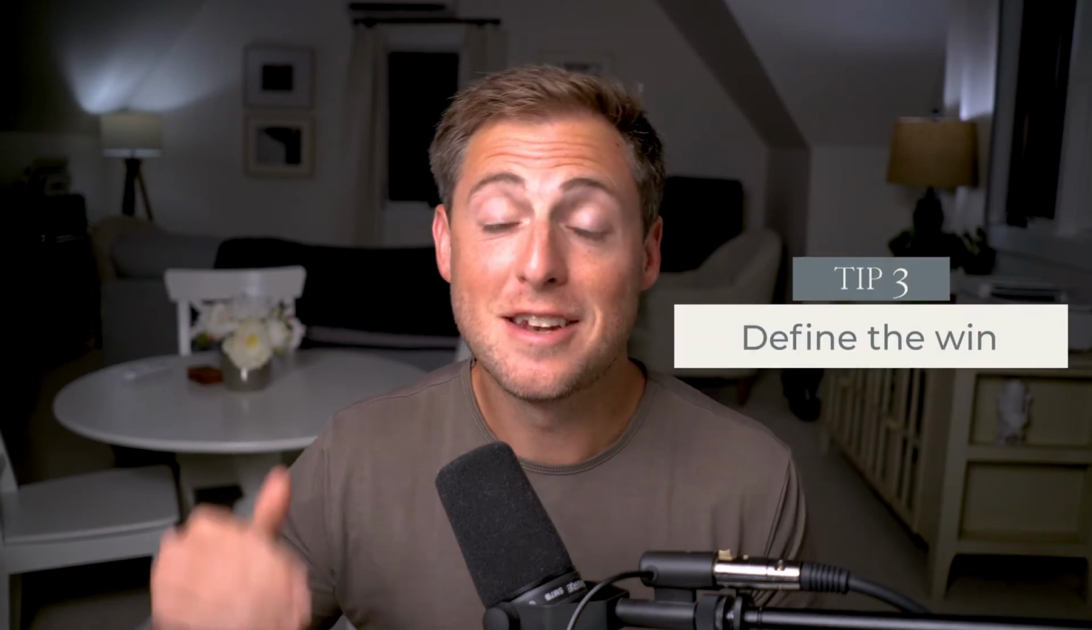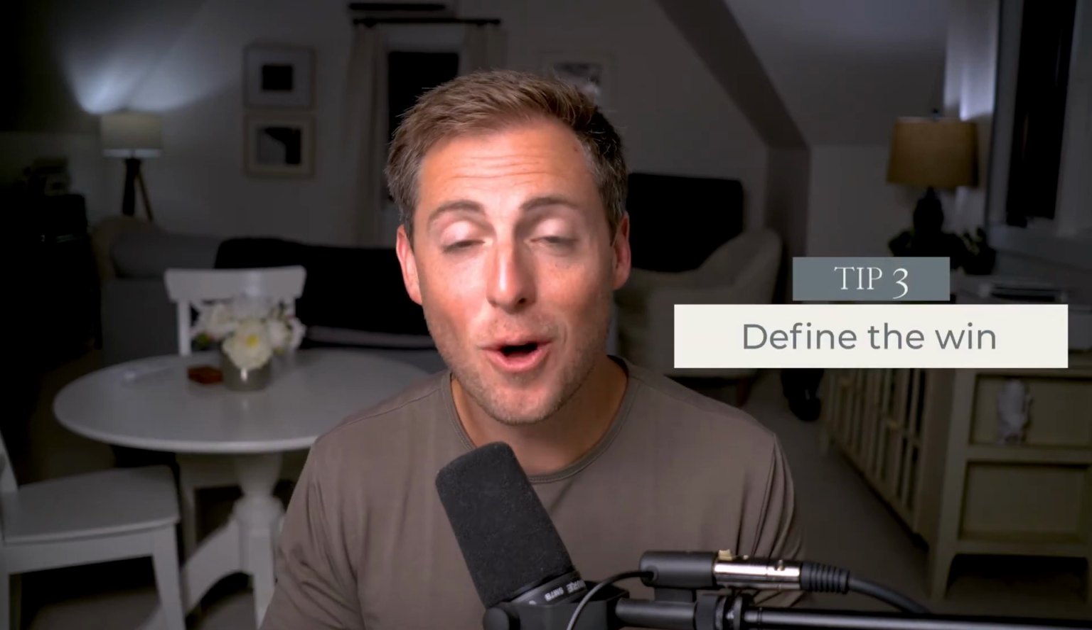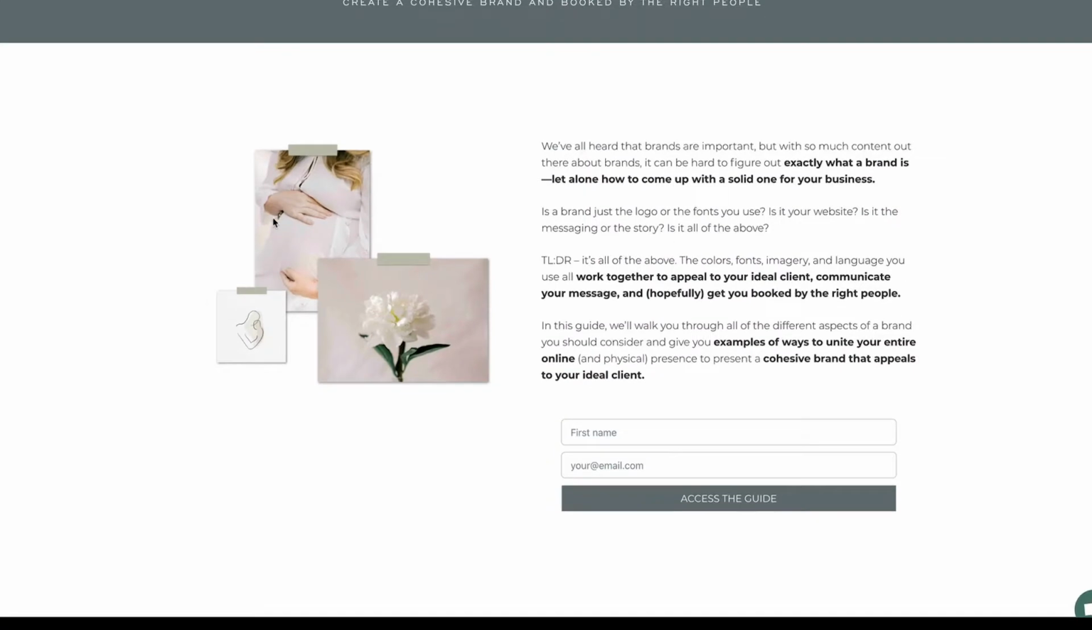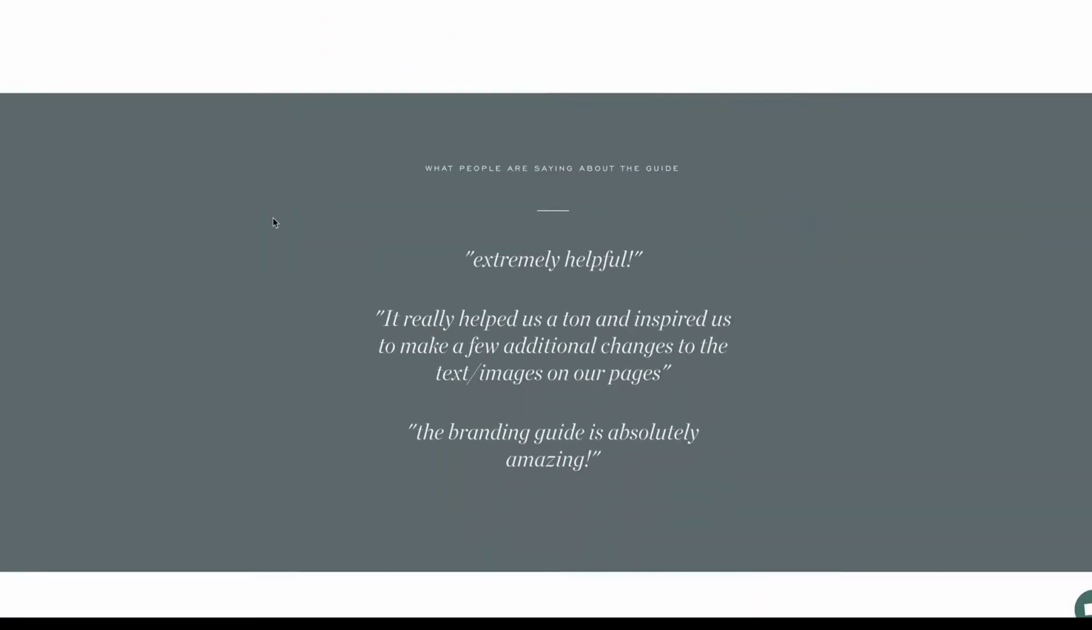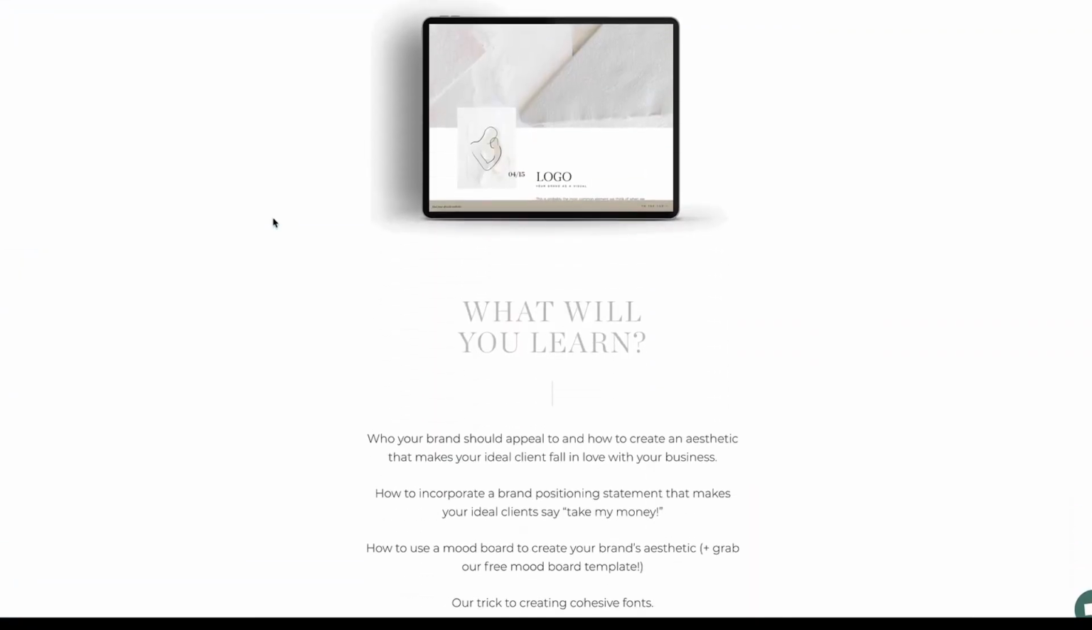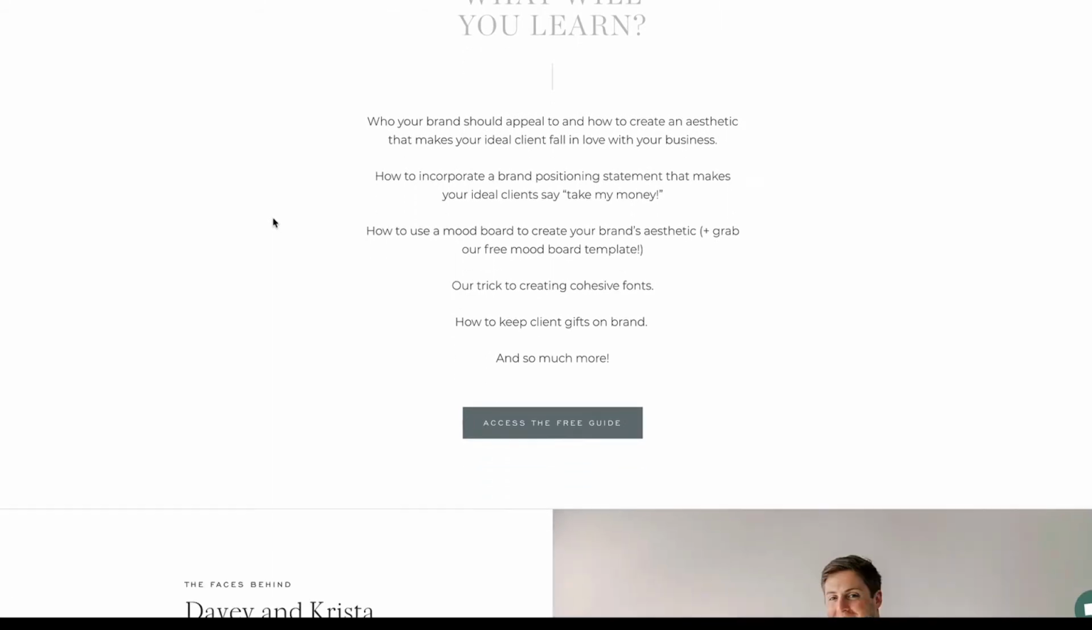Tip number 3, define the win and make sure people understand exactly what it is that they're going to be able to do by downloading or viewing this content. Even if you're offering some sort of comprehensive guide, make sure that people know exactly how quick they're going to be able to start experiencing results. Quick wins lead to people wanting more information.